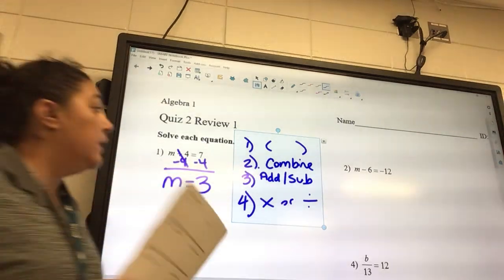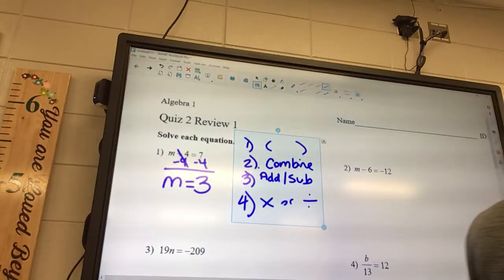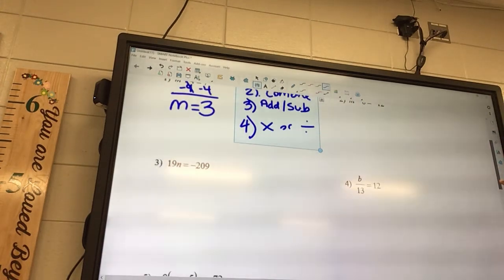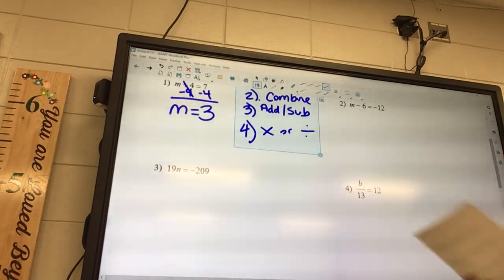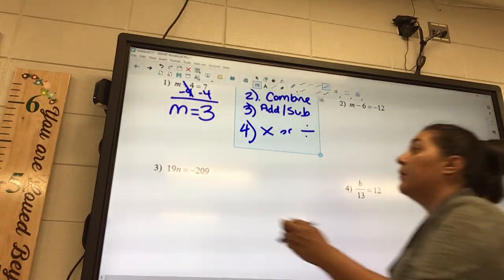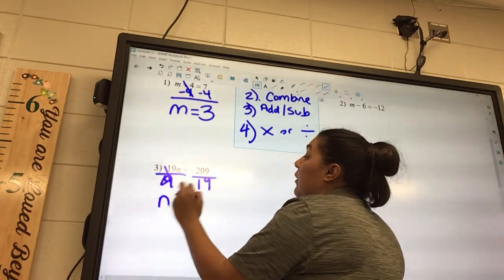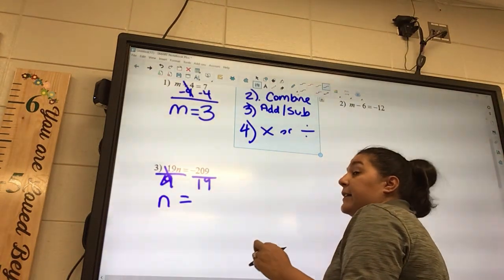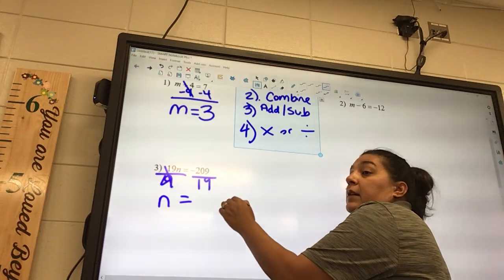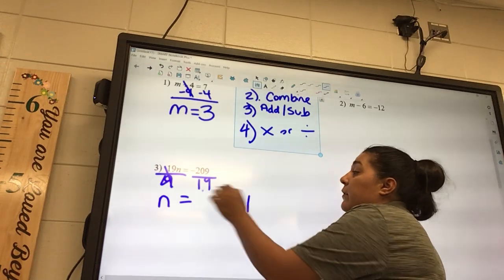Okay, 19. There's no parentheses. There's nothing to combine. Can we add or subtract? No. So we're going to multiply or divide? Divide. We divide by 19. What is negative 209 divided by 19? Negative 11.